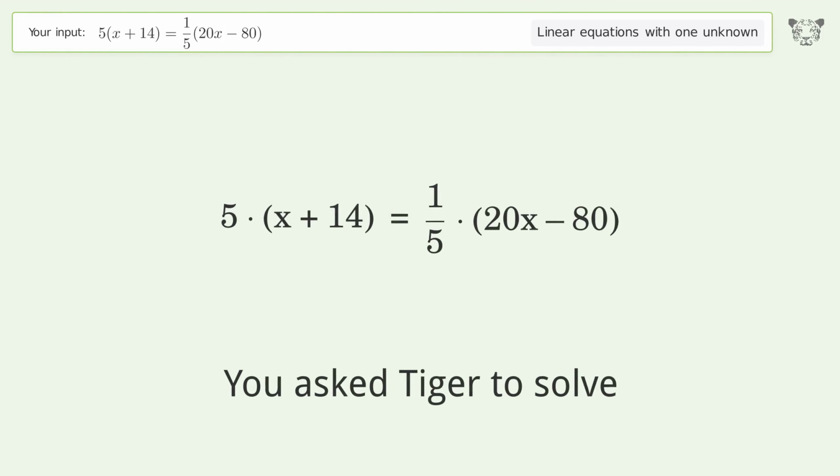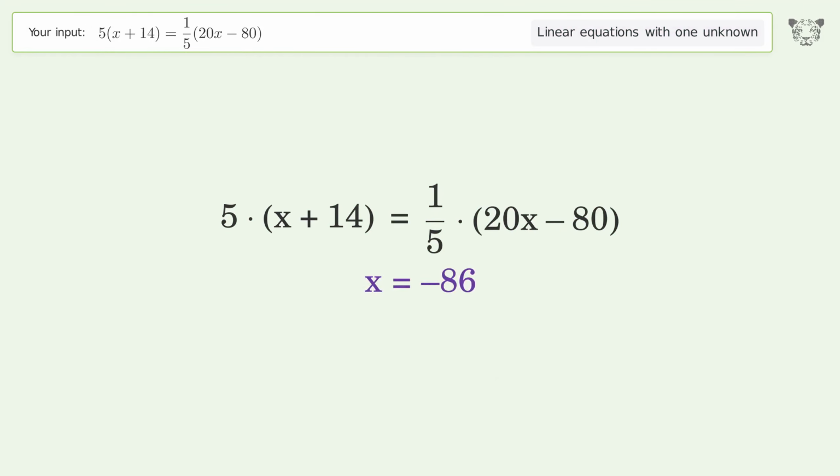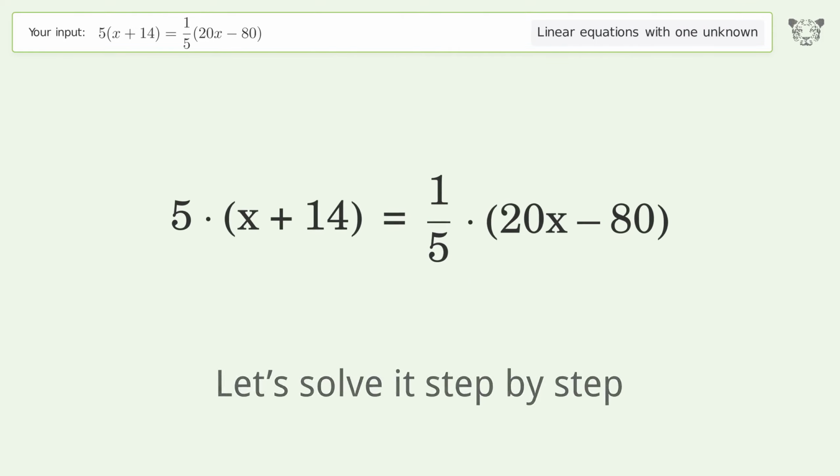You ask Tiger to solve. This deals with linear equations with one unknown. The final result is x equals -86. Let's solve it step by step.